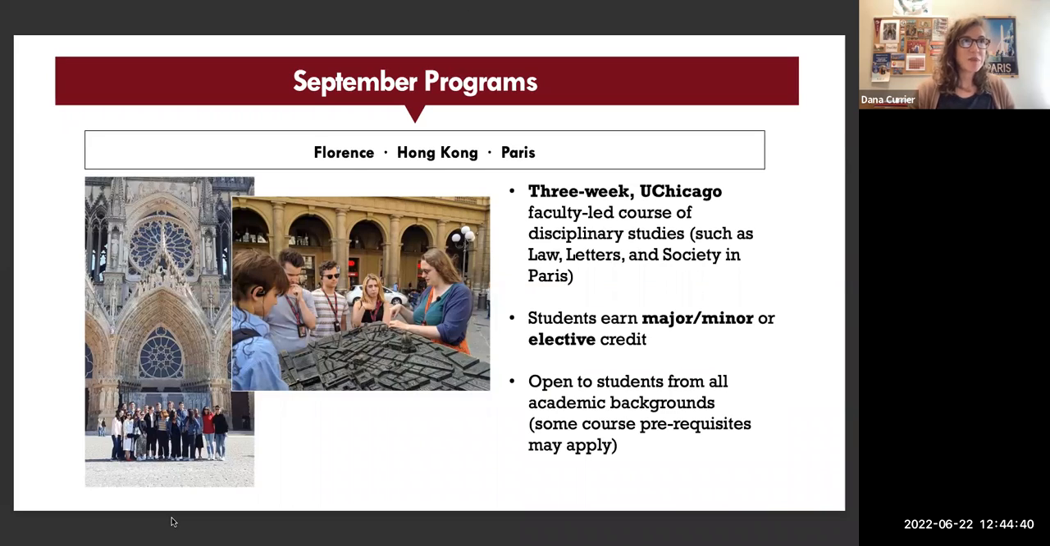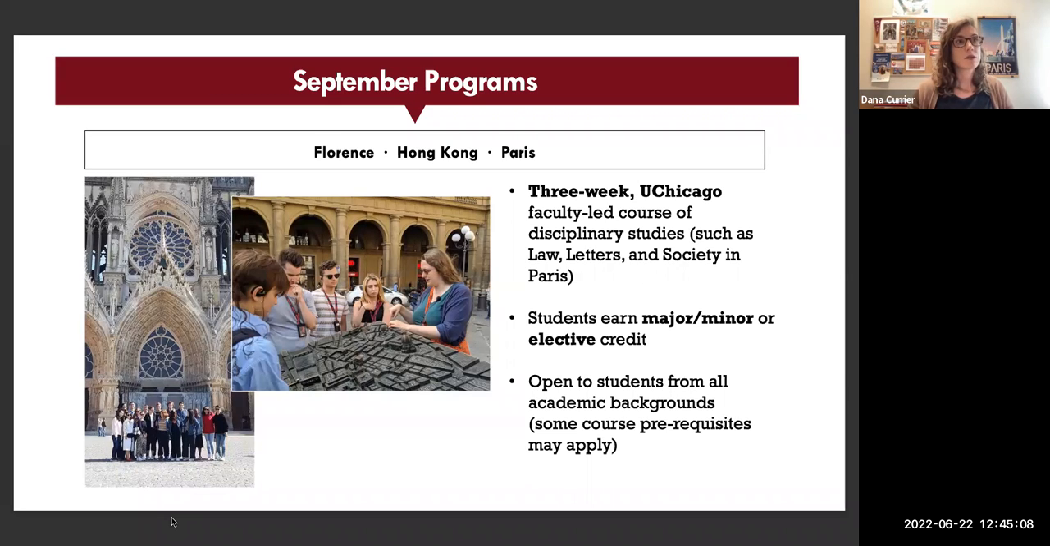And I'll talk again about a different type of faculty-led program, our September programs. These are the newest type of programs that we offer. Just in the last few years have these become available, but it's a really great option for students who are looking for a shorter term study abroad program that's not during the academic year. So these are offered in September before classes start in the fall.